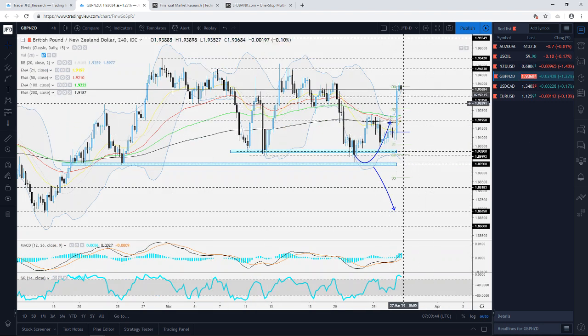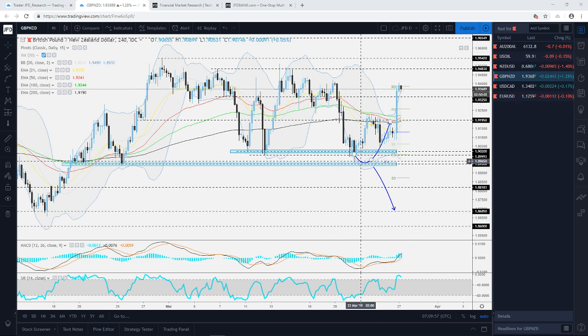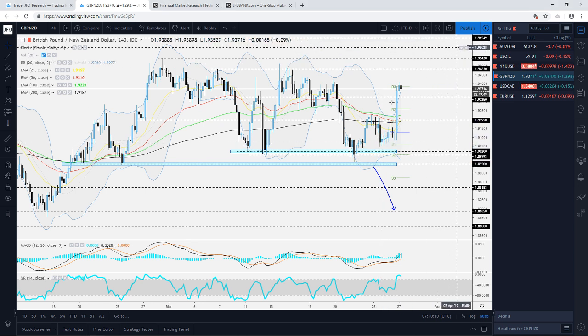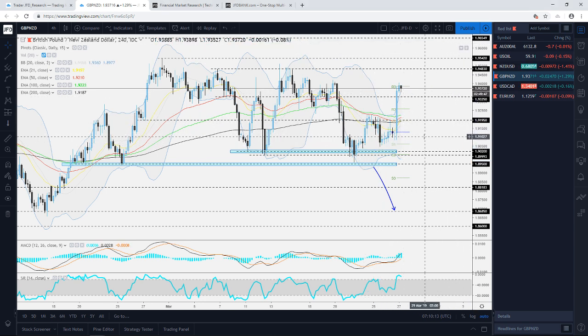GBPNZD, now also a very interesting one here. It also traveled higher. I was covering this one in one of my videos last week, and I was telling you guys to keep a close eye on this potential rebound area, and look how well this played out. Today was also driven by the NZD weakness. So it traveled higher, managed to reach its R3 already this morning, but now it's retracing a little bit.